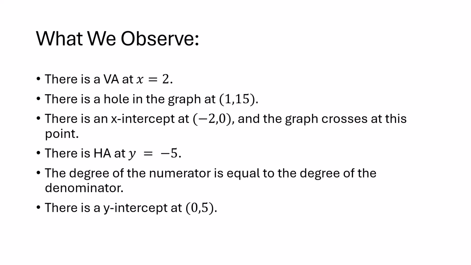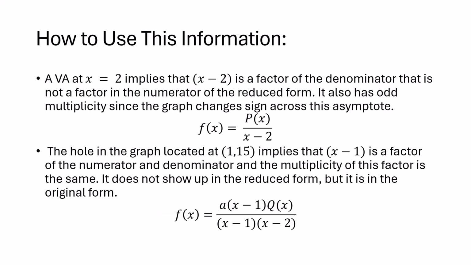There is an x-intercept at (-2, 0), and the graph will cross at this point. There is a horizontal asymptote at y equals -5. From here, we may conclude the degree of the numerator is equal to the degree of the denominator. And there is a y-intercept at (0, 5). So how can we use this information?